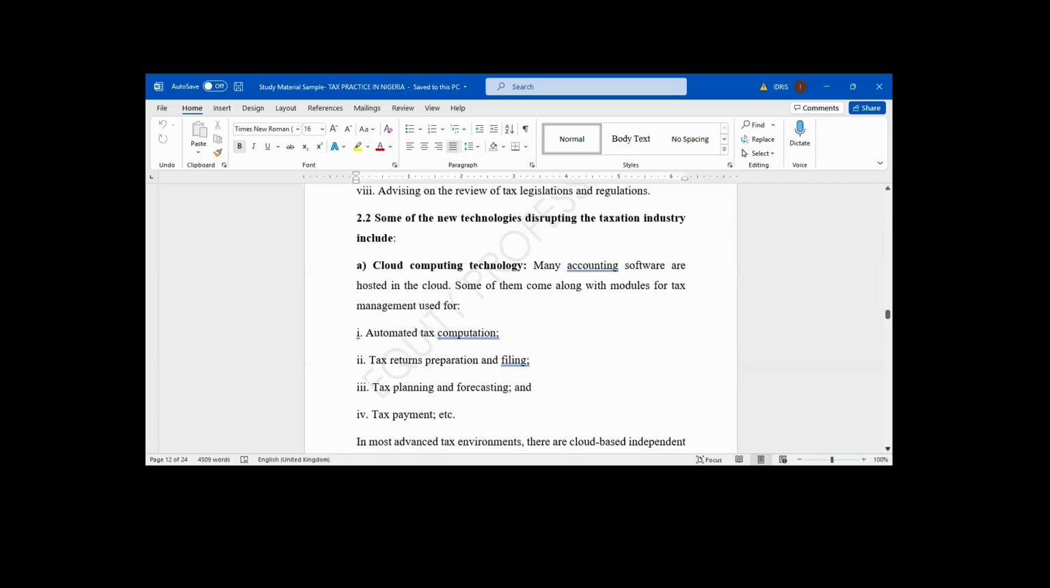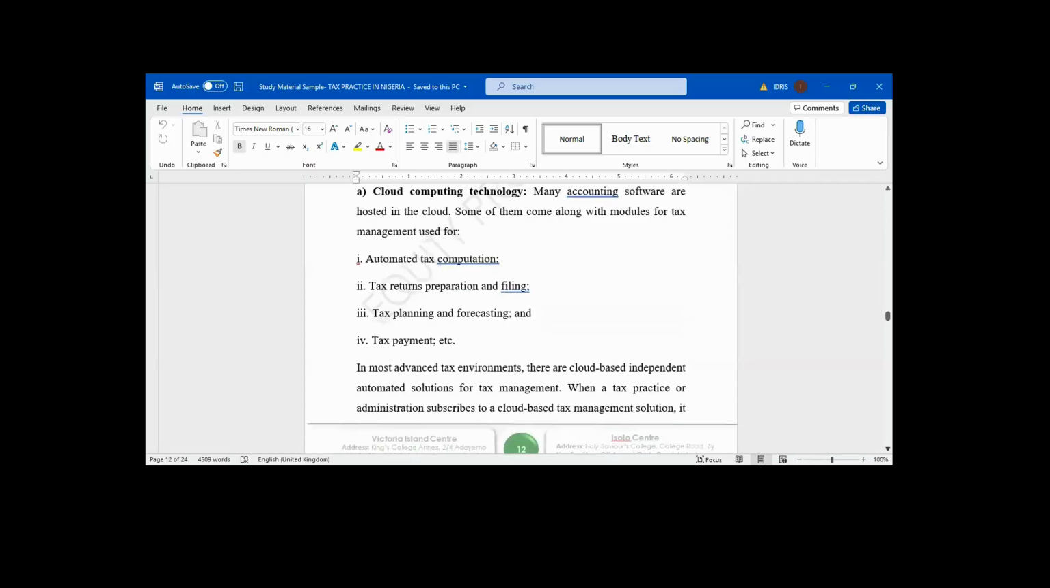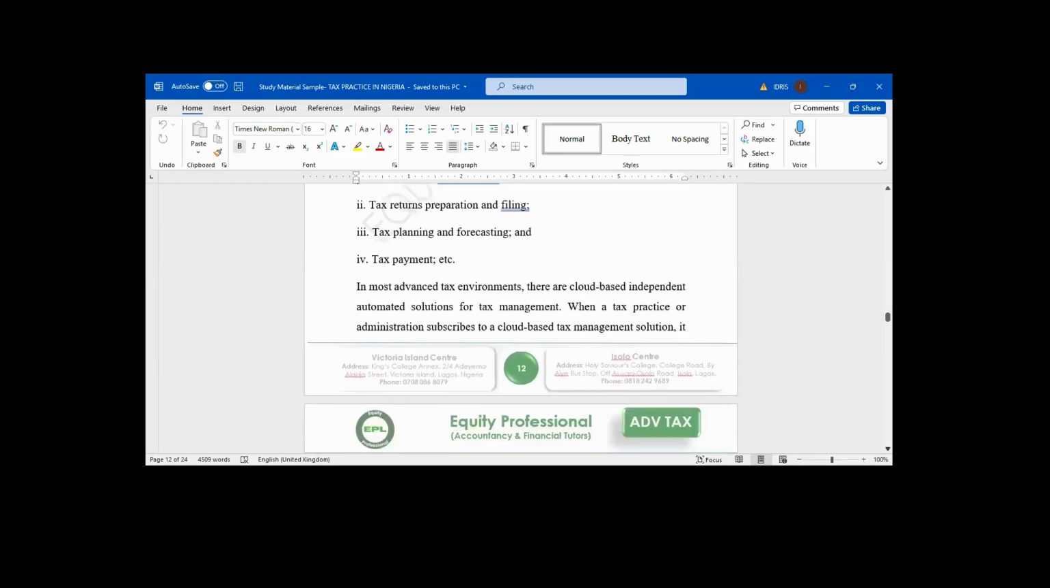So cloud computing is good. It helps with automated tax computation. It also helps with tax planning and forecasting. It helps with tax payments. So cloud computing is good.